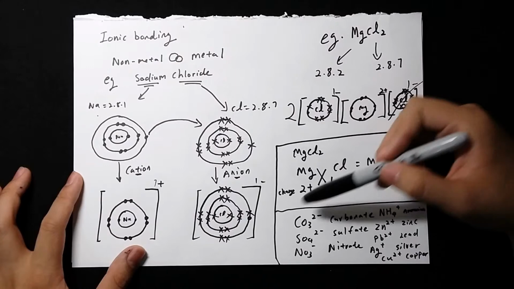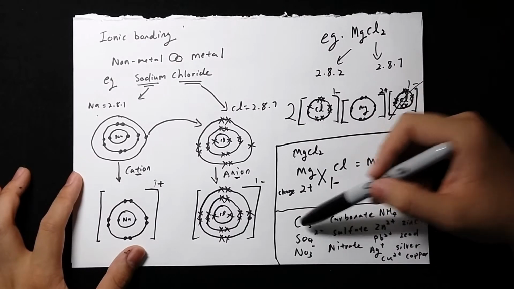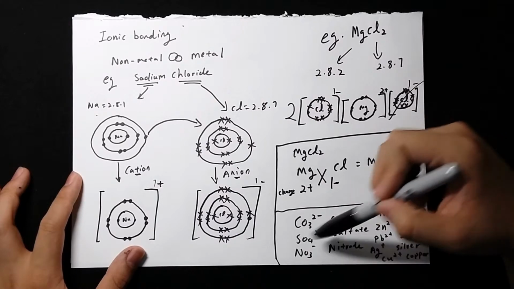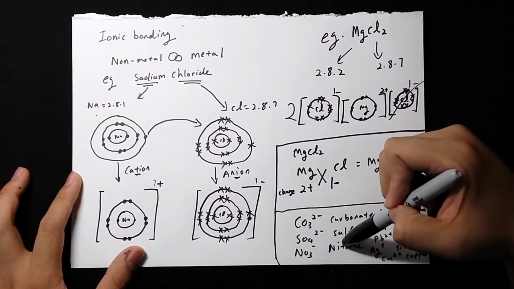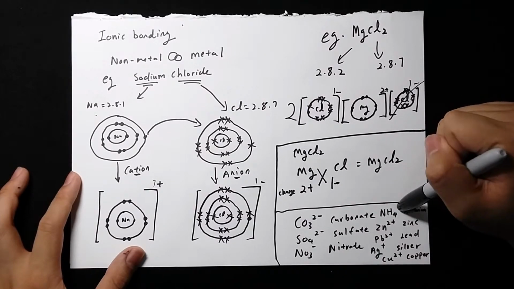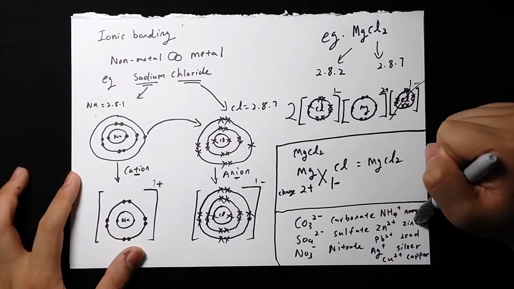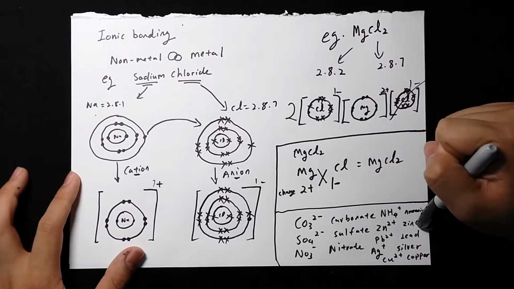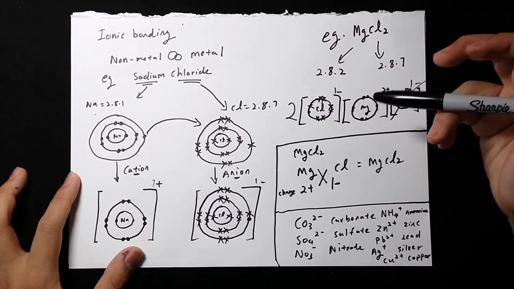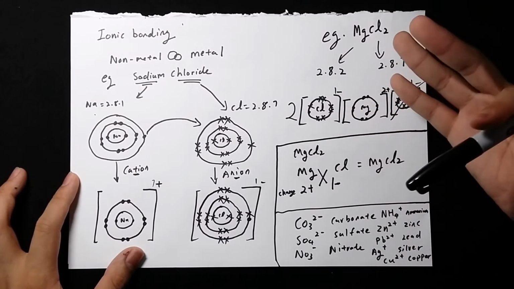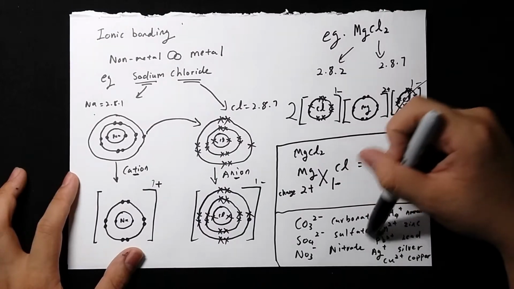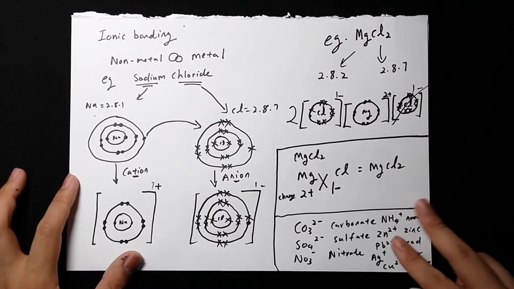So some of the most common ones are carbonate, which is CO3 2 minus, sulfate SO4 2 minus, nitrate NO3 minus, ammonium NH4 plus, zinc, which is a transition metal, lead transition metal, silver transition metal, copper transition metal. Transition metal means that it can exist in different charge states. However, these are the most common charges that they exist in for your secondary school syllabus.